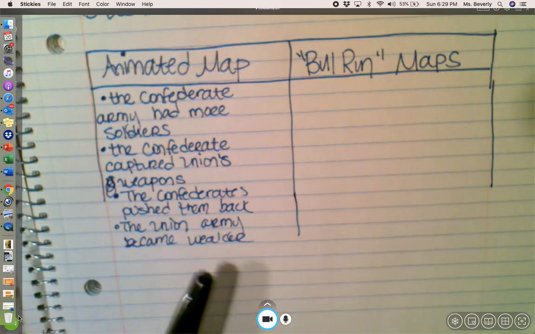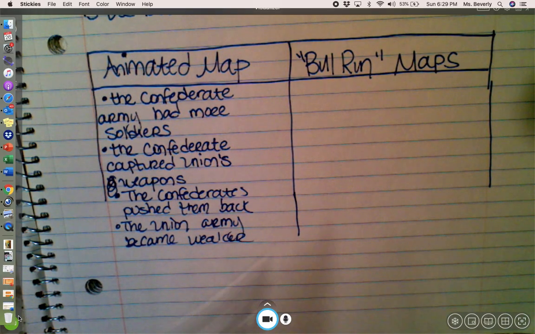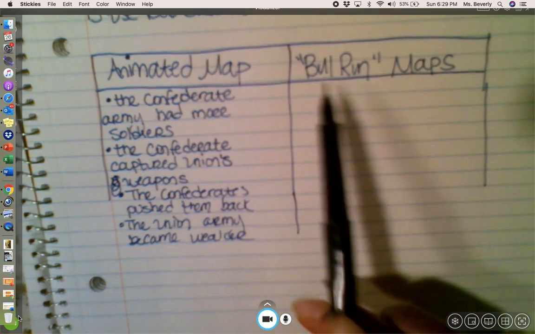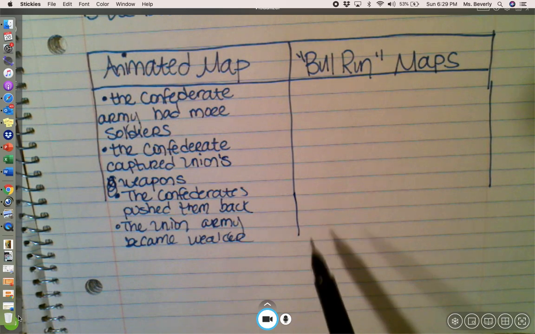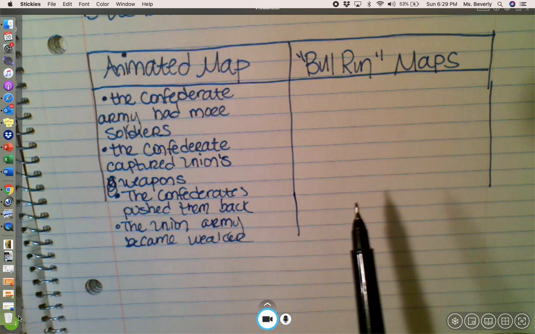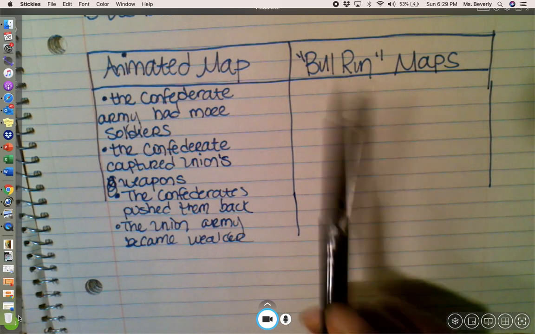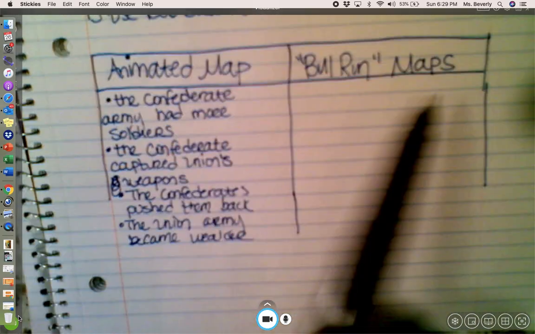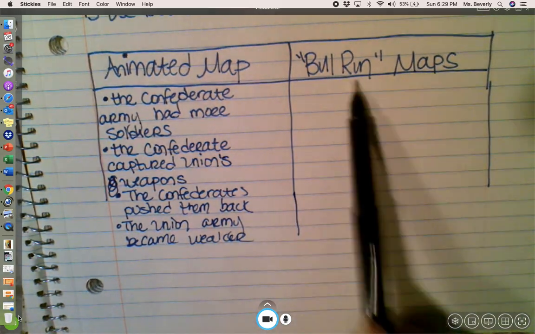Now that you've copied down the things that we've learned from the animated map about why they were forced to back down from the fight, your job for independent practice will be to look at the map in Bull Run, and you're going to tell me what things you are seeing there that let you know why they had to back down from the fight, okay? Since we're answering the same question, we're just looking at two different texts or two different sources to get the answer. So it's the same idea.